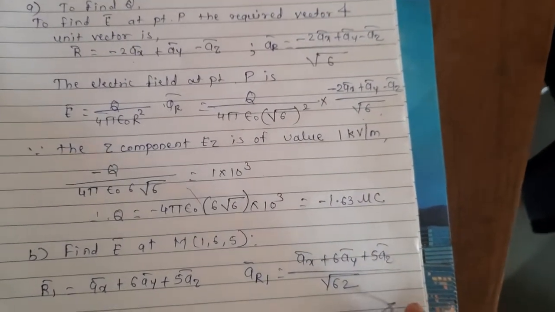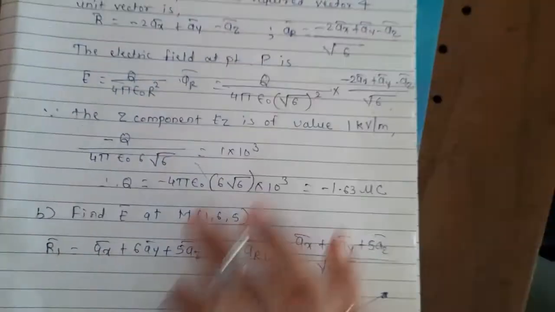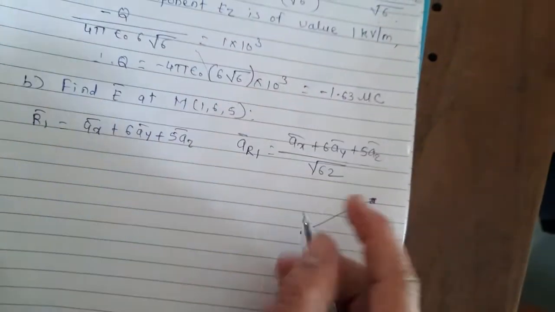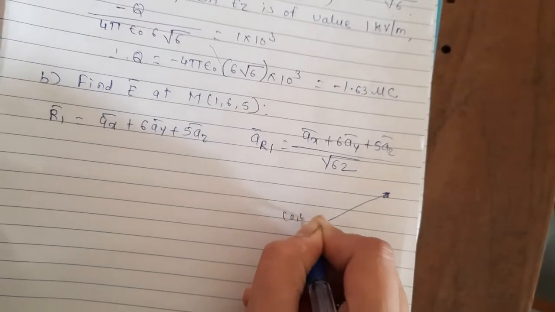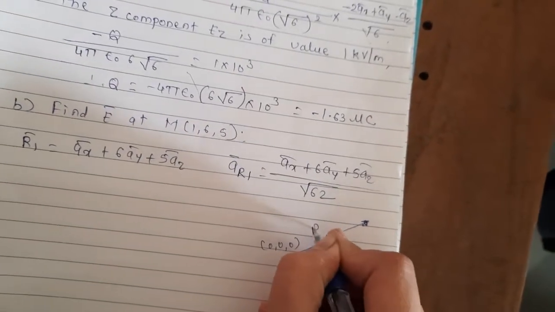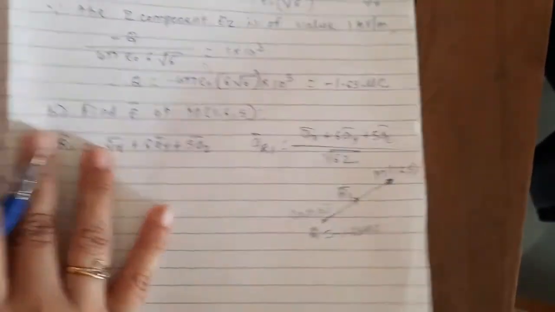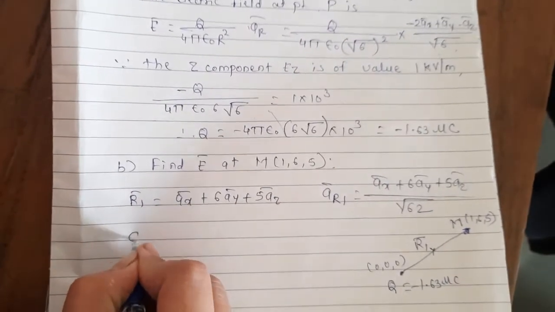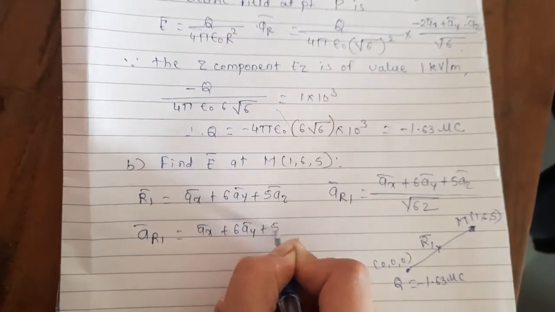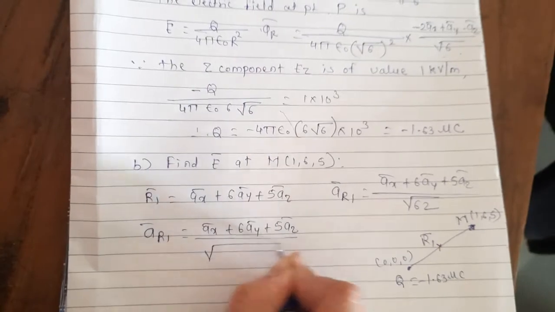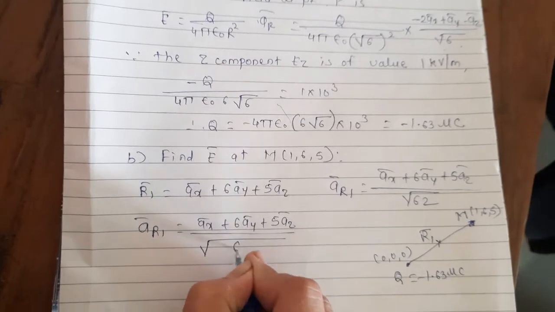So this is the point of origin with Q equal to minus 1.63 microcoulomb at (0, 0, 0). This is R1 bar. This is M (1, 6, 5). Now unit vector AR1 bar is equal to AX bar plus 6 AY bar plus 5 AZ bar by square root of 1 plus 36 plus 25, which is 62.